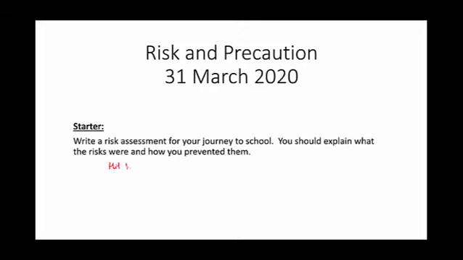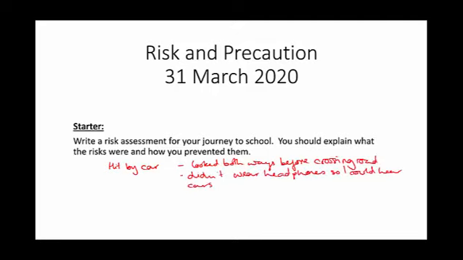Okay, so what risks do you take on your journey to school? Well, one of the big ones is the risk of being hit by a car. What do you do to prevent that? Looking both ways before crossing the road, making sure that you're not wearing headphones and listening to music, which means you can't hear vehicles. Okay, other risks, maybe being attacked by savage dogs. And the way you would avoid that, I guess, is not carrying sausages in your pockets.